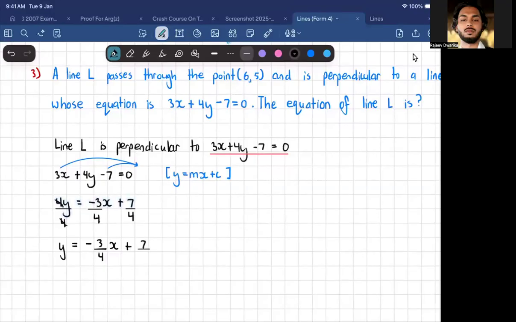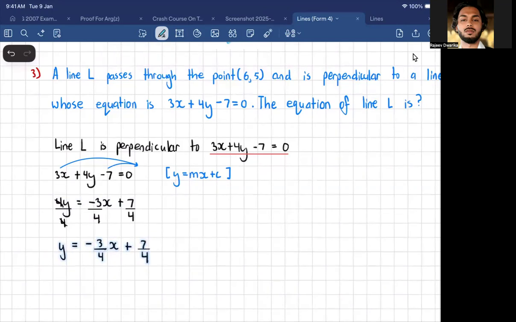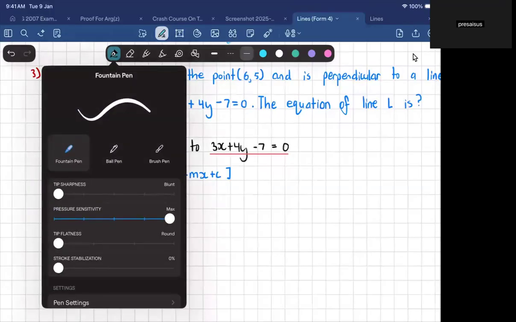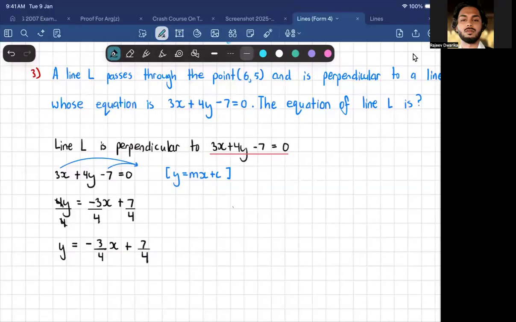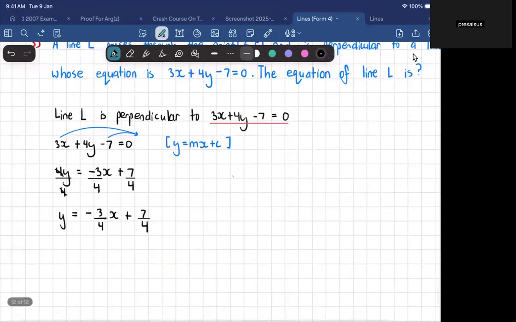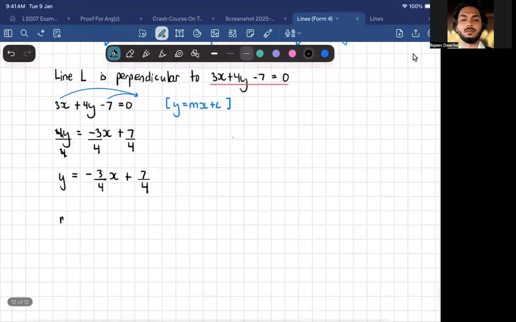All right, is this in the form y is equal to mx plus c now? Yes, sir, it is. And since it's in the form, can you tell me what m is immediately? Negative 3 over 4. Great job. m is equal to negative 3 over 4 because it's in the form y is equal to mx plus c, and m is the number in front of x.